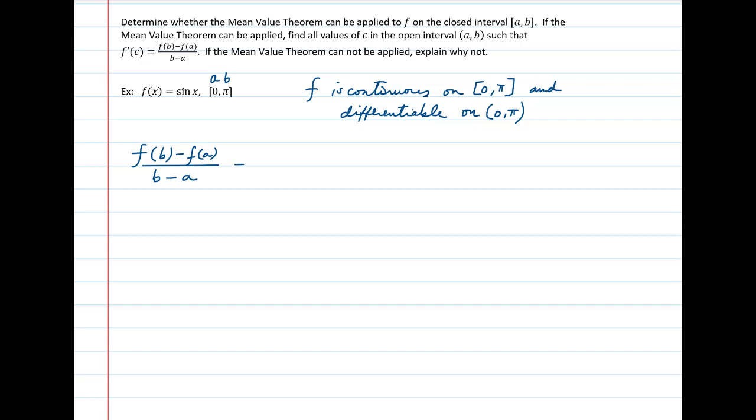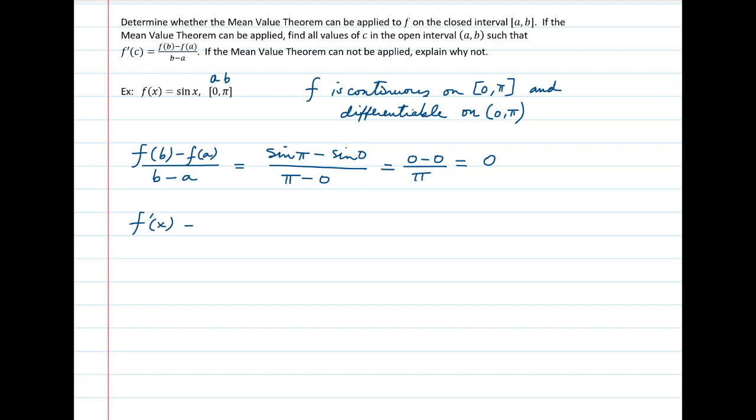Remember, a is 0 for us, b is pi. We don't need to check that f of a is equal to f of b. We just need to figure out this quotient right here. So plugging this into our function, we have sine of pi minus sine of 0 over pi minus 0. And we get 0 minus 0 over pi, which is equal to 0.